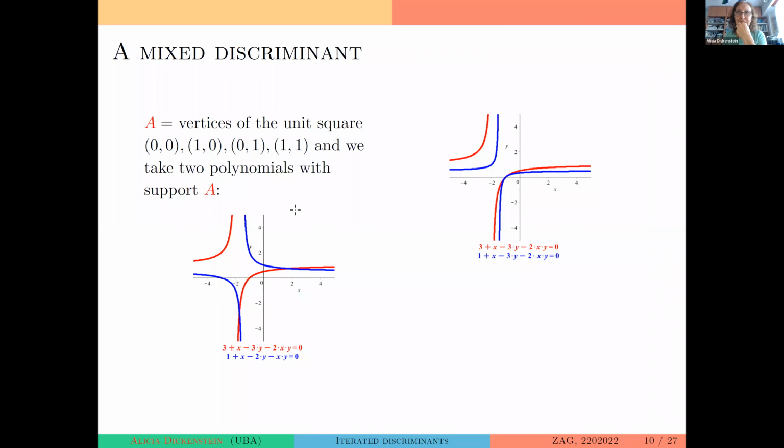So let me tell you, in a naive way, what a mixed discriminant is. Here A will be the vertices of the unit square. Then a polynomial with these exponents has this form: a coefficient plus something times x plus something times y plus a coefficient times xy. And here I have two different pairs of polynomials with support A. One is the blue hyperbola with this equation, and the other is the red hyperbola with this other equation.